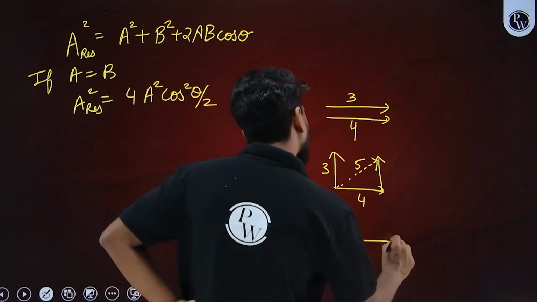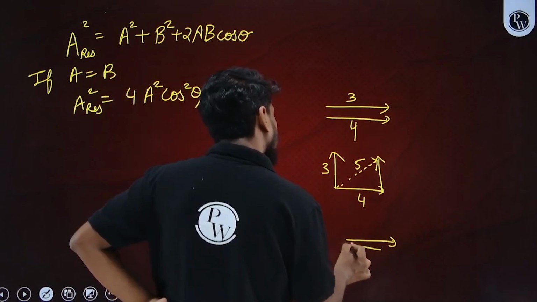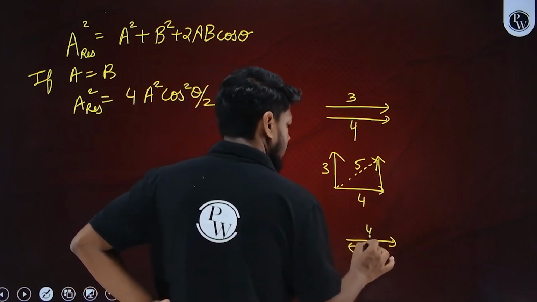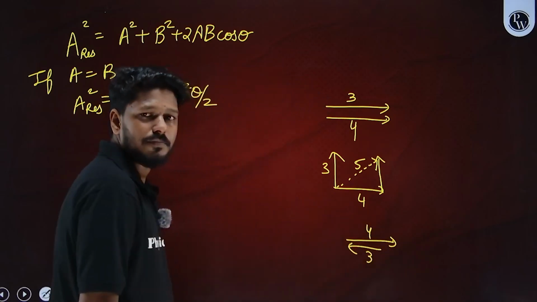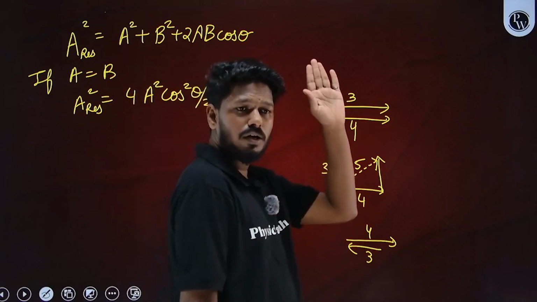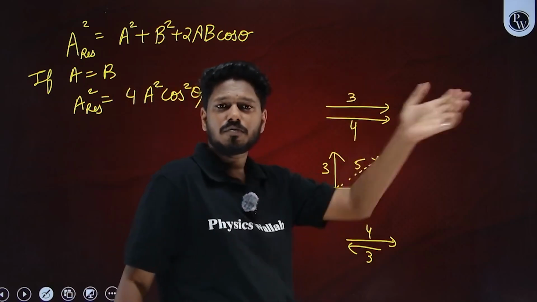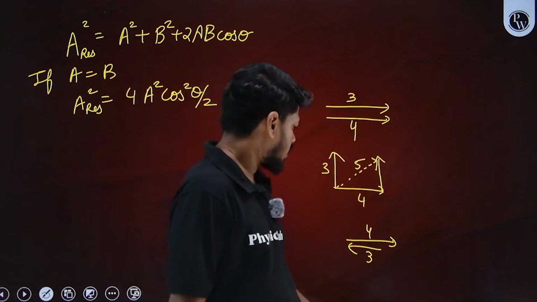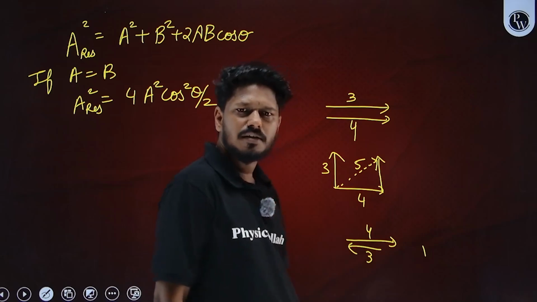What will happen if I have 4 in forward direction, 3 in backward direction? What will be my resultant? 4 is forward, 3 is backward. What will be the resultant? 1. Correct? Any difficulty? No.